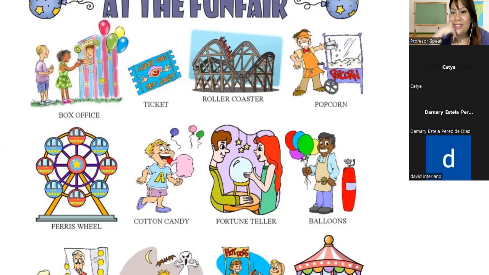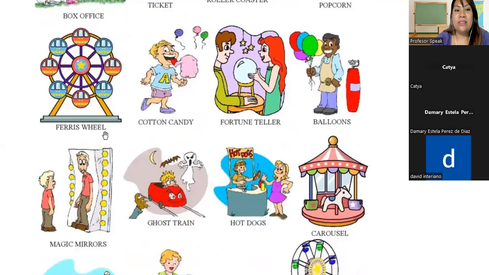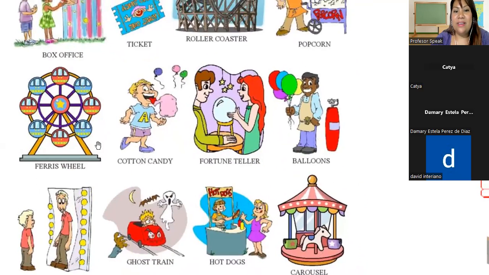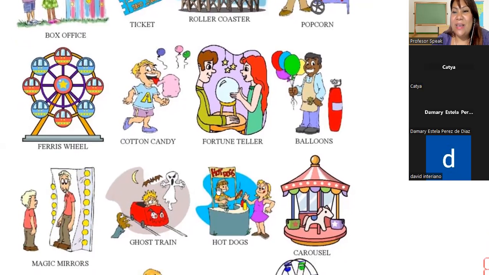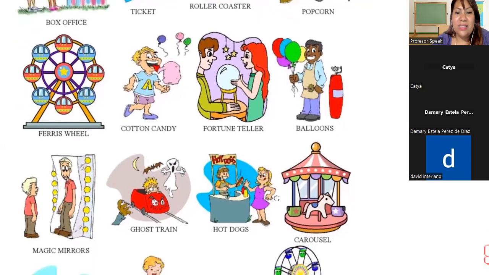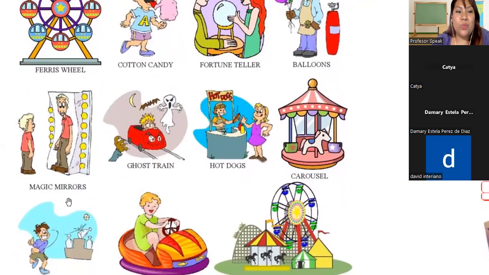Popcorn. Popcorn. Okay. Ferry wheel. Ferry wheel. Cotton candy. Cotton candy. Okay, fortune teller. Fortune teller. What is a fortune teller? When someone tries to predict your future. That's right. Very good. Balloons. Balloons. Okay. Magic mirror.